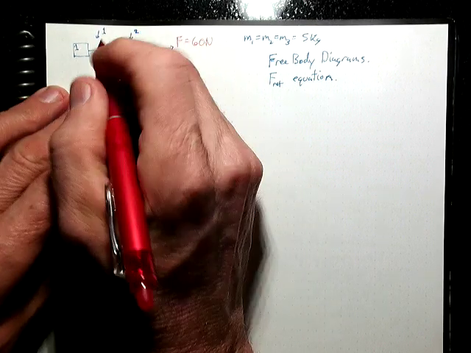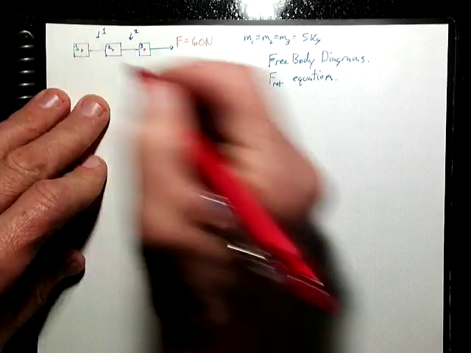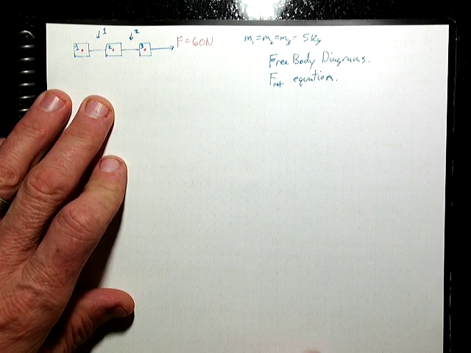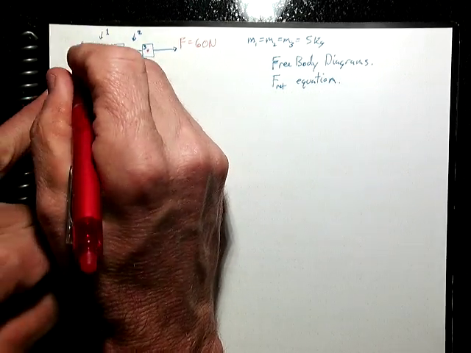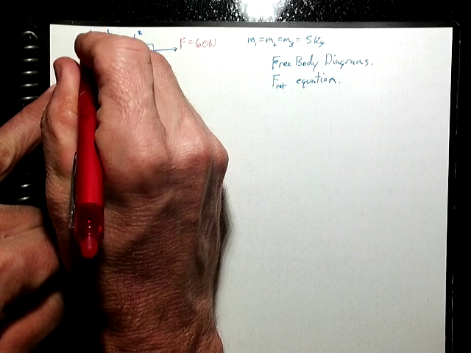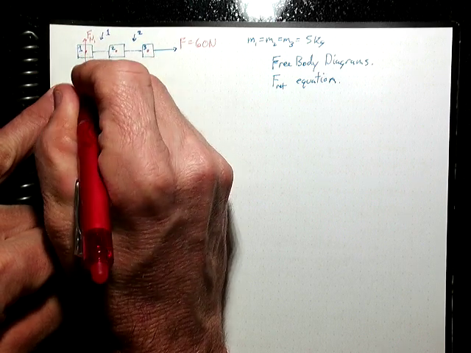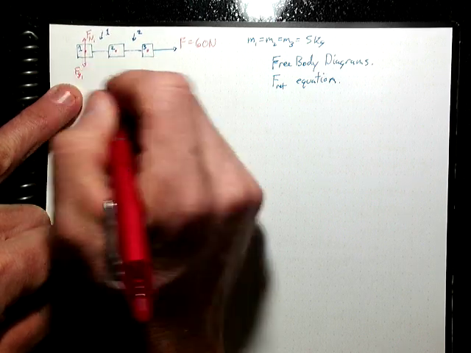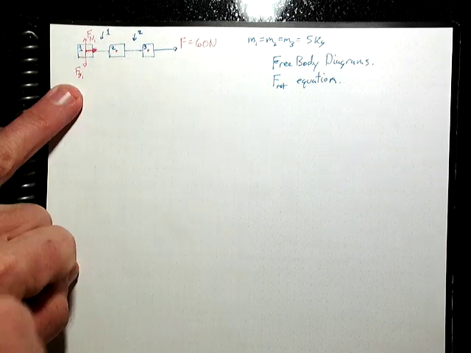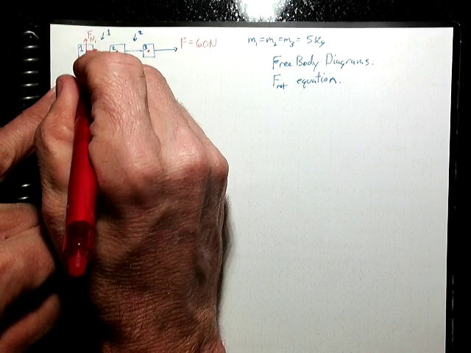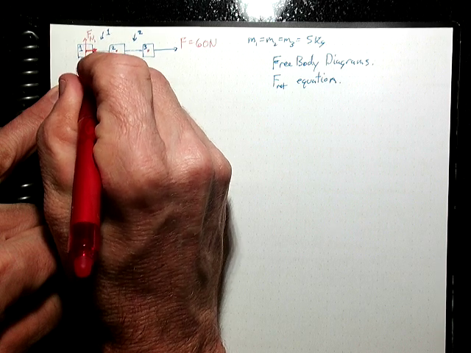So what we've got here is three objects, object 1, object 2, object 3. What I'm going to do is put a dot on each one of them, and I'm going to label all the forces that are acting on each of the objects. So object 1 has a normal force going up. We'll call that Fn1. And it's got gravity going down, Fg1. And it's got this rope pulling to the right. We're going to call that Ft1.